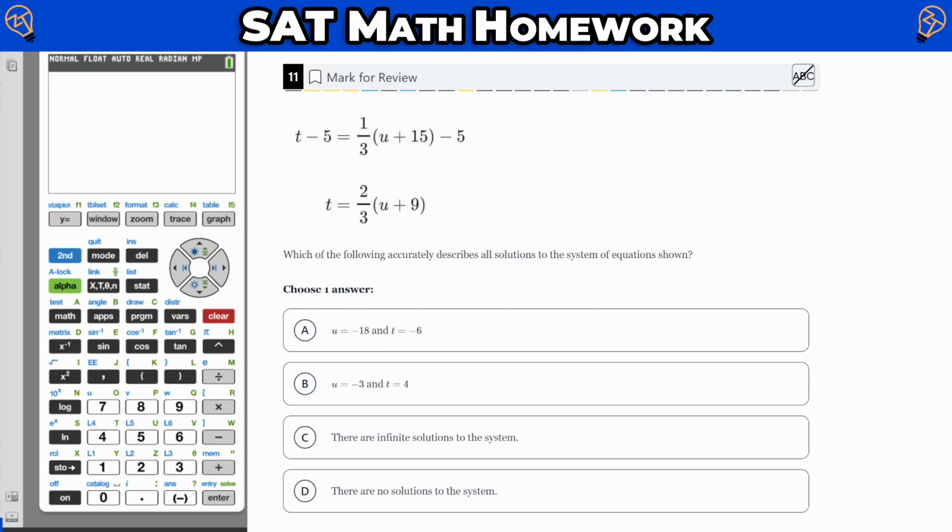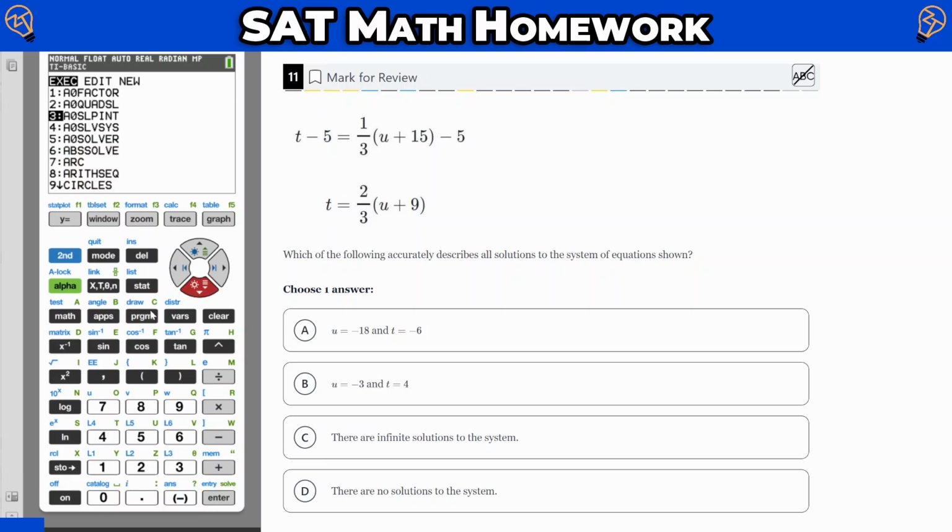Now in a question like this, you may be thinking to use the program solve systems because you have a system of linear equations. And let's go ahead and take a look at the fact that it shows you the format that they need to be in, which is standard form. And in this case, they're using T's and U's, no big deal.